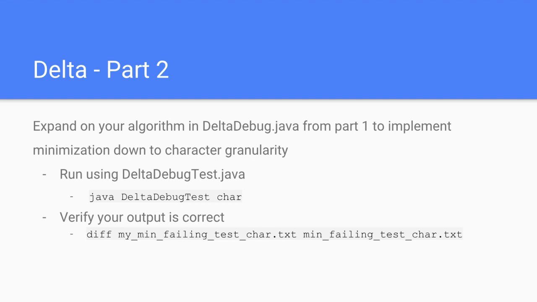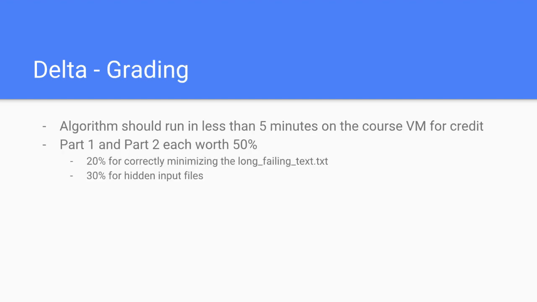So part 2 expands on your algorithm from part 1 and minimizes down to the character level instead of just the line. So instead of ending your algorithm after you've minimized down to the failing line, you're now going to take that line and minimize it down to the failing character. So you run this in almost the same way, just instead of Java delta debug test line, you're now going to have char instead. And then once you're finished, instead of comparing against the file that has the underscore line at the end, you're now going to compare against the one that has underscore char.